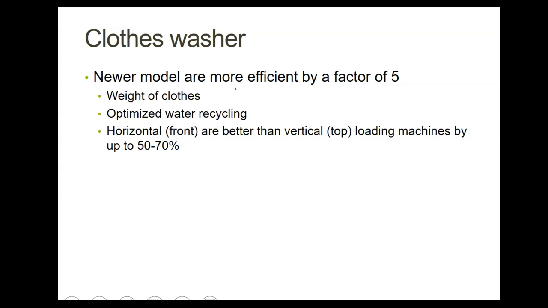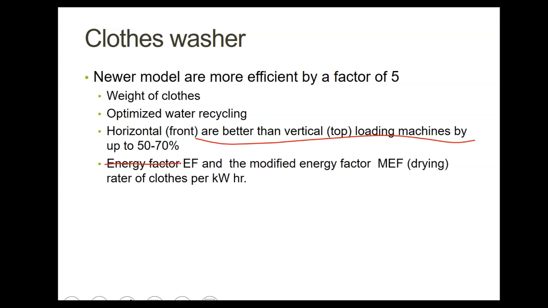Also, horizontal washers, which are front loaders, are more efficient than top loading by 50 to 70%. The reason is the front loader usually uses less energy to spin, so the clothes will move much faster because you're using gravity and tumbling the clothes. Even though they're not very comfortable for people to use, they save a lot of energy. But again, there's a lot of preference for using top loaders over front loading.